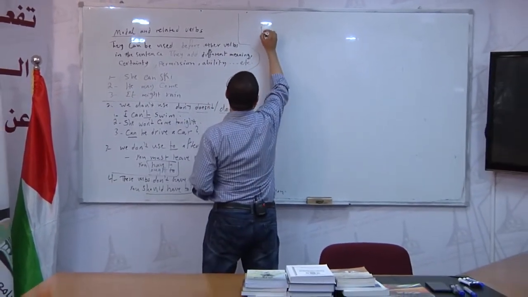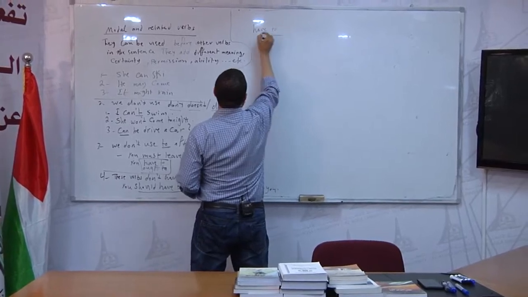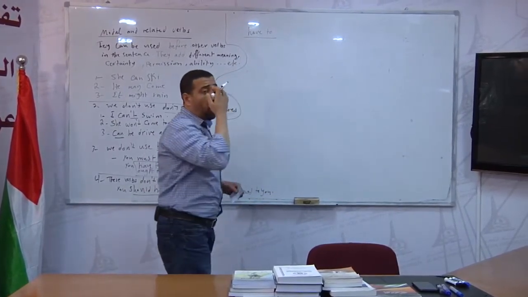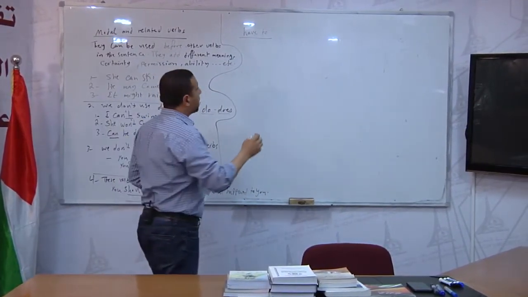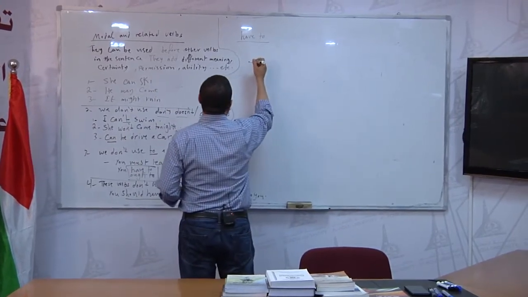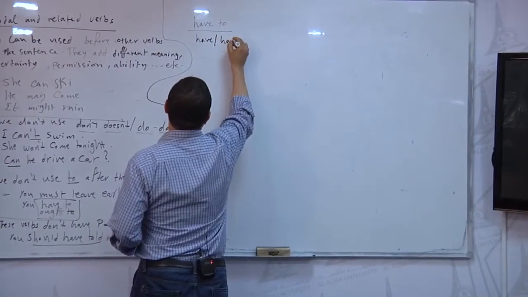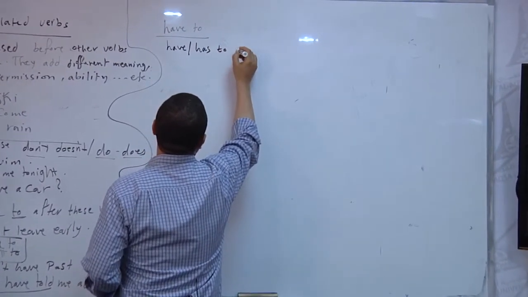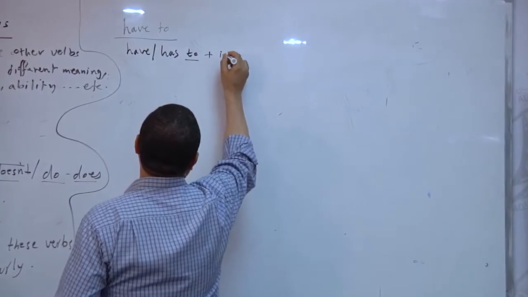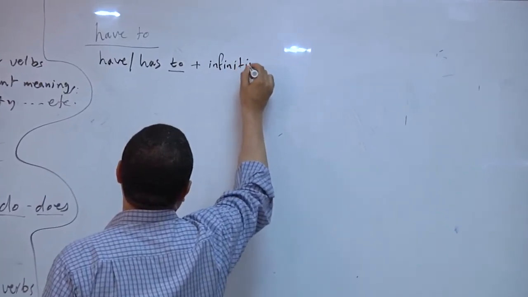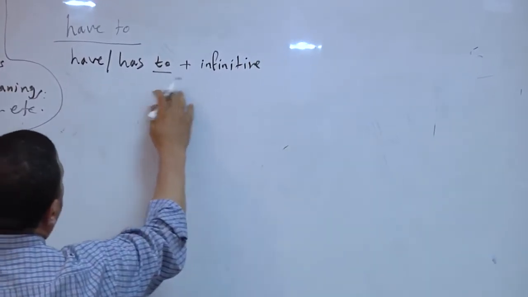Okay, so have to. What about the form of have to? Have to, have, has, to, plus infinitive. Okay, so have to, has to, plus infinitive.